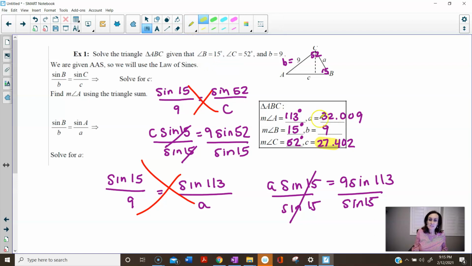So I just solved this triangle. I figured out what side A was, what side C was, and what angle A was. And I was able to solve all the missing angles and sides.